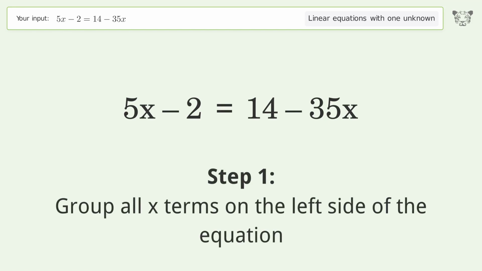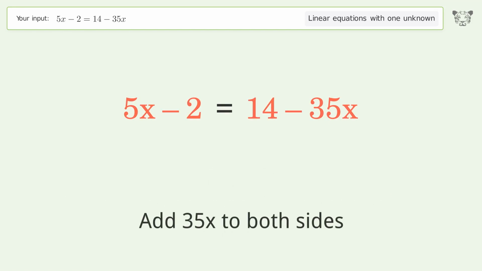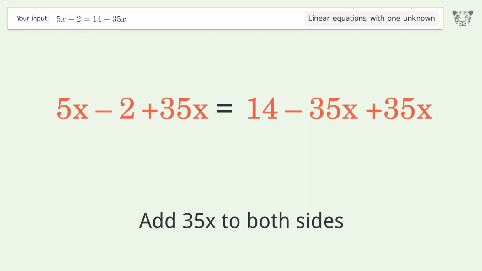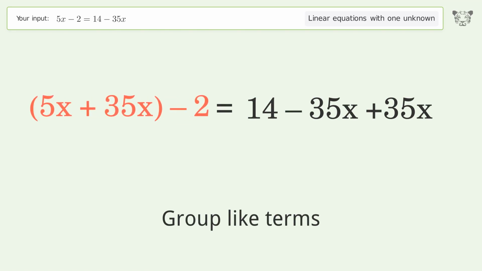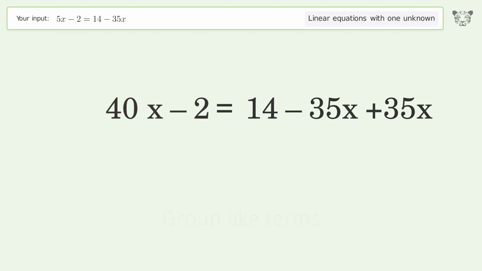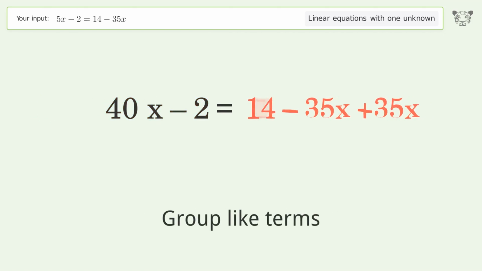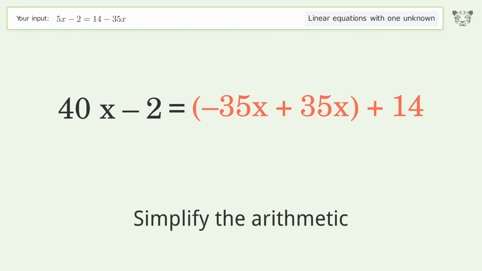Group all x terms on the left side of the equation. Add 35x to both sides. Group like terms. Simplify the arithmetic. Group like terms. Simplify the arithmetic.